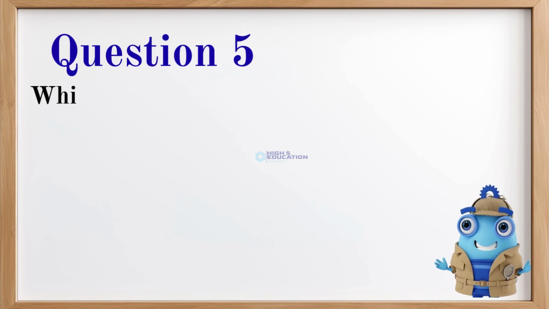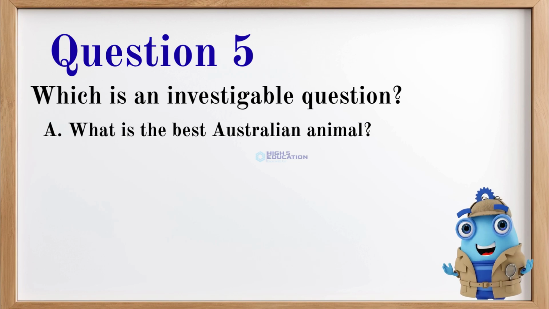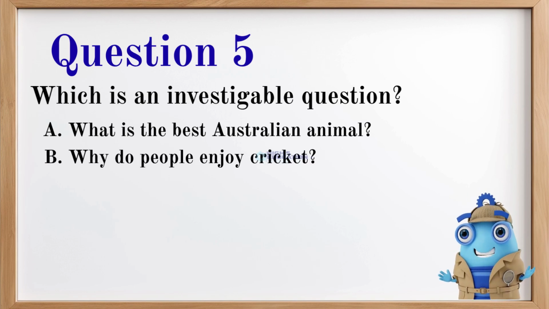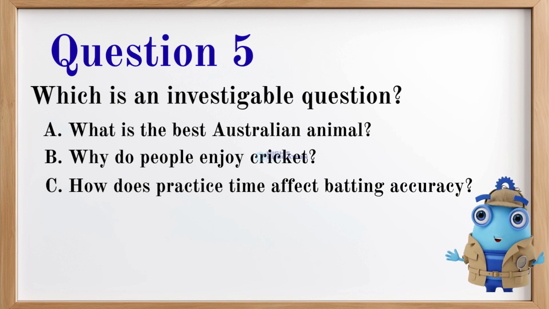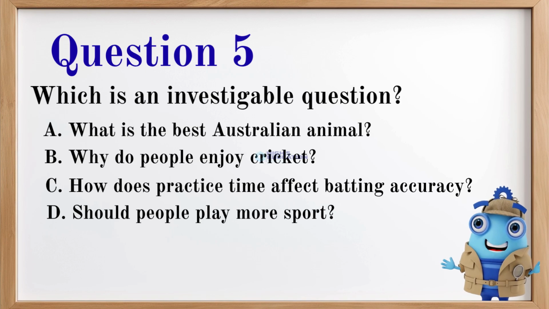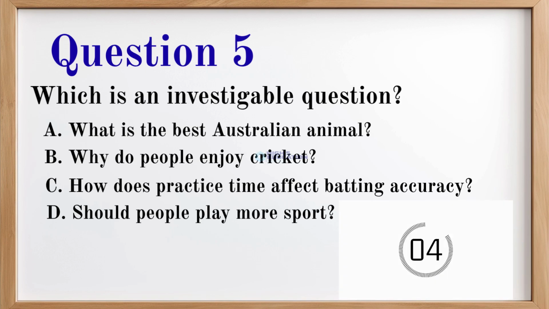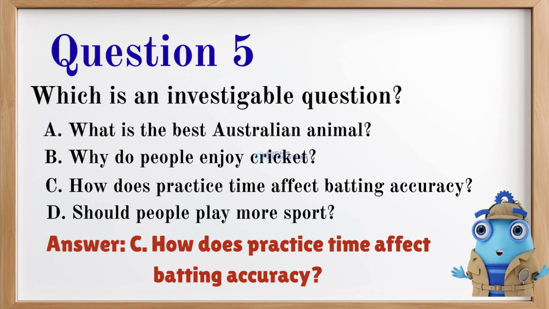Question 5. Which is an investigable question? A. What is the best Australian animal? B. Why do people enjoy cricket? C. How does practice time affect batting accuracy? Or D. Should people play more sport? The correct answer is letter C. How does practice time affect batting accuracy?